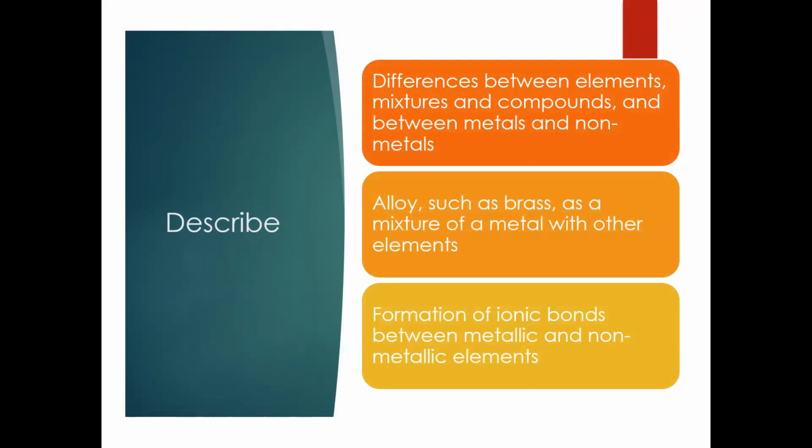Describe the differences between elements, mixtures, and compounds, and between metals and non-metals. Describe alloys such as brass as a mixture of a metal with other elements. Describe the formation of ionic bonds between metallic and non-metallic elements.